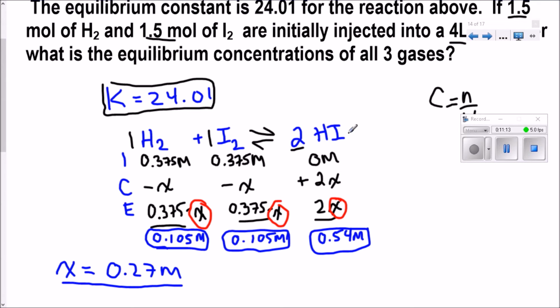Now you'll recall that our K value is 24, so that means there are more products at equilibrium. And if we take a look, we have 0.54 at equilibrium for our product, which is more. This makes sense. I know I've done my calculation correctly.